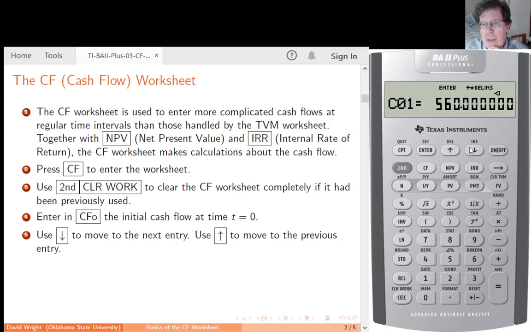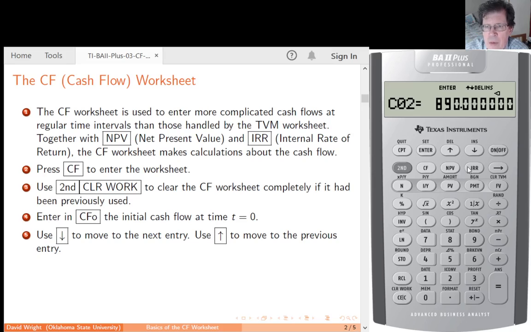And then I use an arrow key, and I move, and you see something called F01. That is a frequency or repetition value. So if that cash flow only happened once, you can leave it at 1. But if it happened more than once in a row, you can repeat it with a number here. And we'll see an example of that in a little while. So we hit down arrow again, we get to the next one. I can put in 890 and hit enter. And that's my next cash flow.